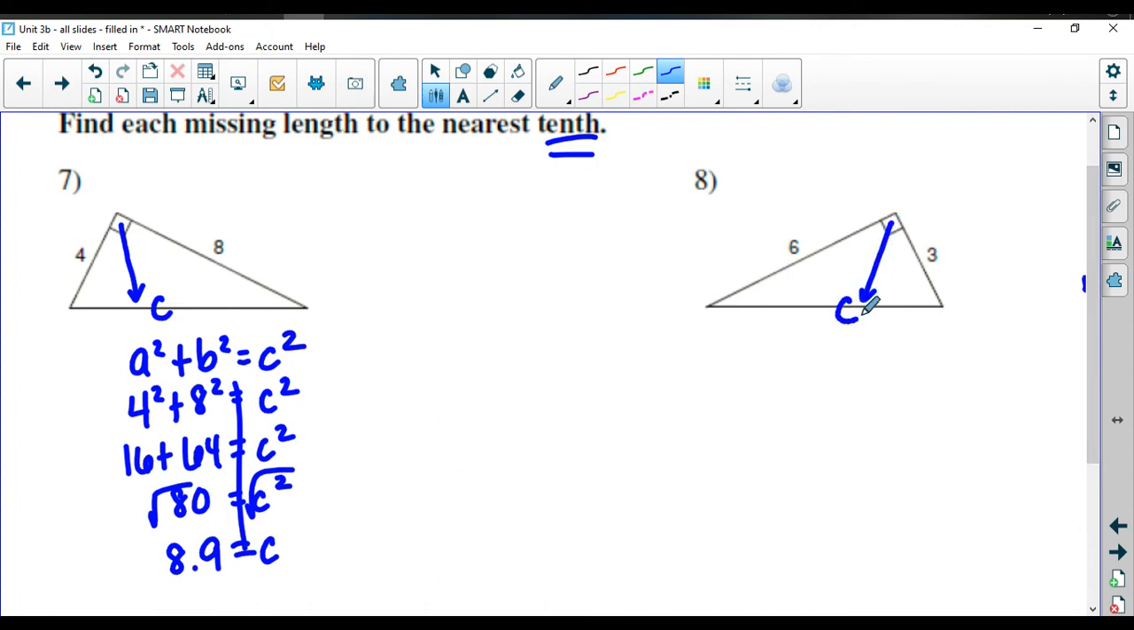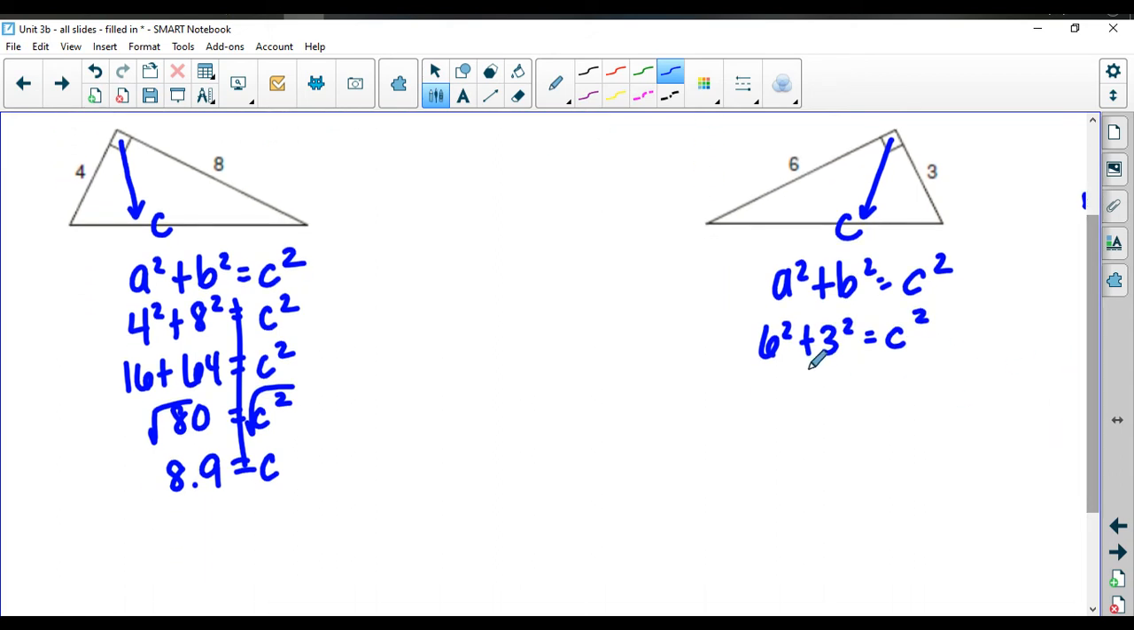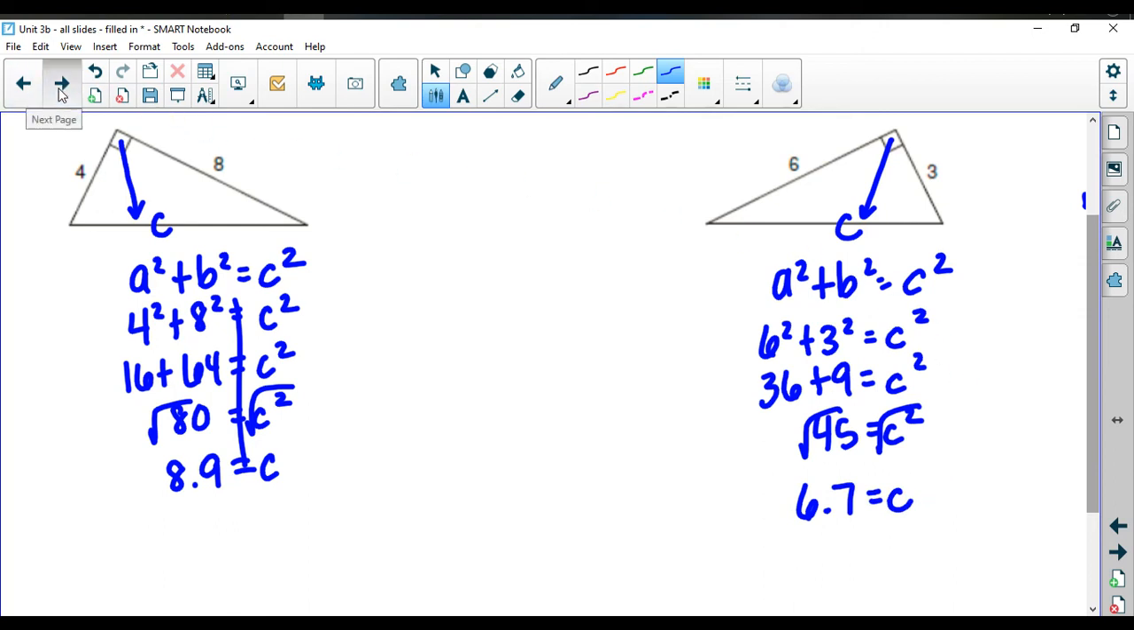Across from it is the hypotenuse, that's C. The other two can go in as A or B, however you see fit. So I'm just going to do 6 squared plus 3 squared equals C squared. 6 squared is 36. 3 squared is 9 equals C squared. This gives me 45 equals C squared. Taking the square root on both sides and then rounding to the nearest tenth, I'm looking at 6.7 equals C.